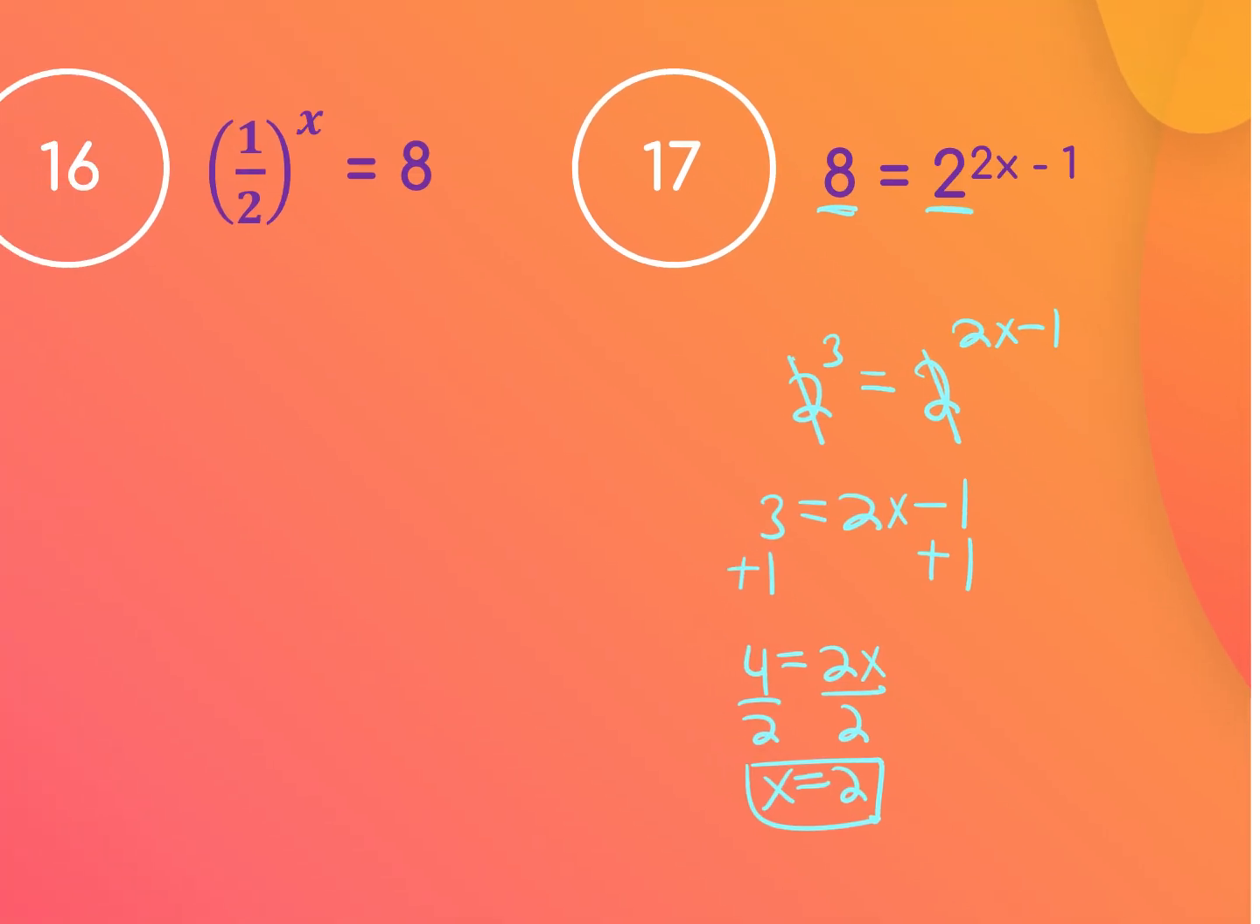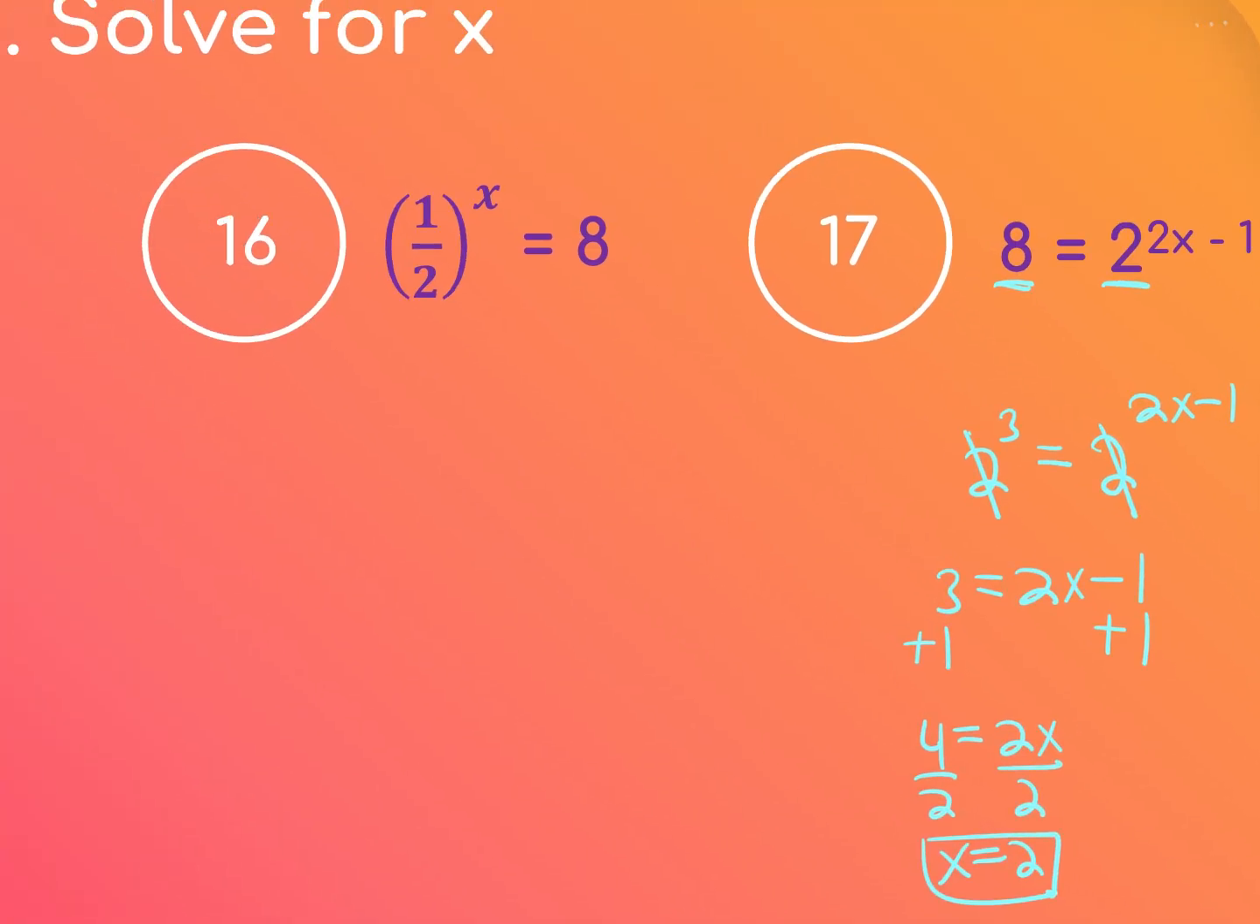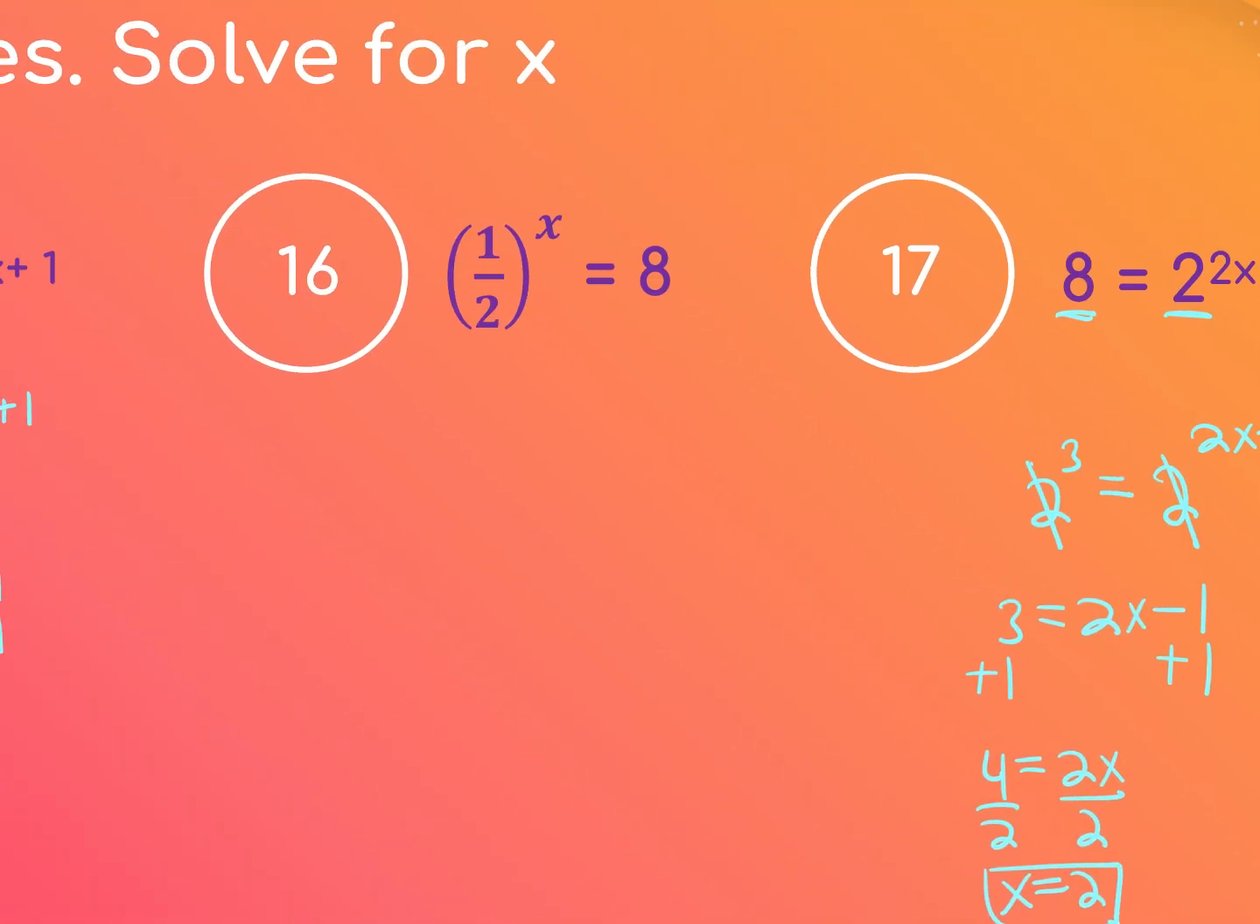All right. Now, number 16 looks slightly different just because now I have a 1/2. But what should catch your eye with this 1/2 is the 2. And then you also see on the other side an 8. So we can kind of do the same thing. I know that 8 is the same as 2 to the power of 3. Is there any way to change 1/2 so that it has a base of 2?